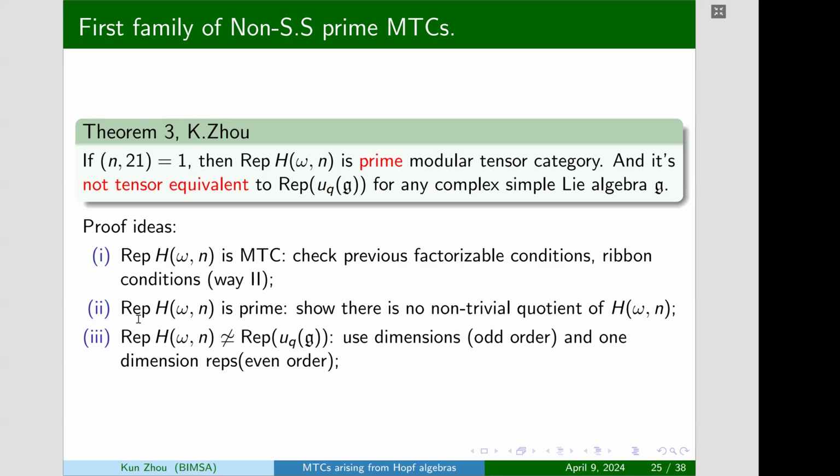And the second part is to show that Rep H_{omega,n} is prime. To do this, we show that there is no nontrivial quotient of H_{omega,n}. That is to say, the only quotient algebras of H_{omega,n} are just the base field k itself or H_{omega,n}. And the last part is to show Rep H_{omega,n} is not tensor equivalent to Rep u_q(g). To do this, we just use the dimensions and compare their one-dimensional representations.